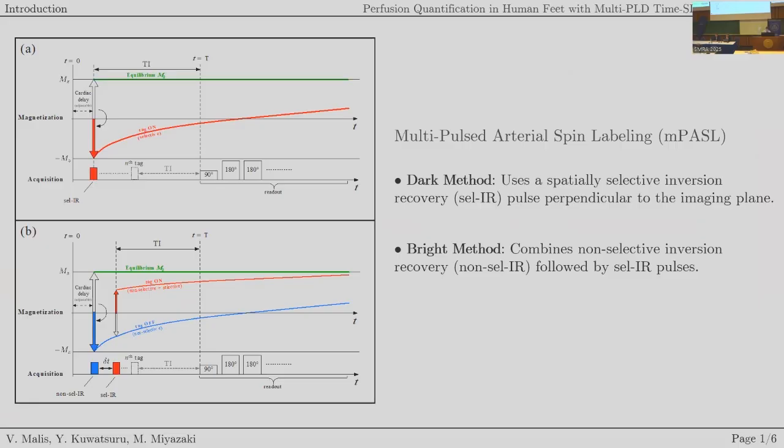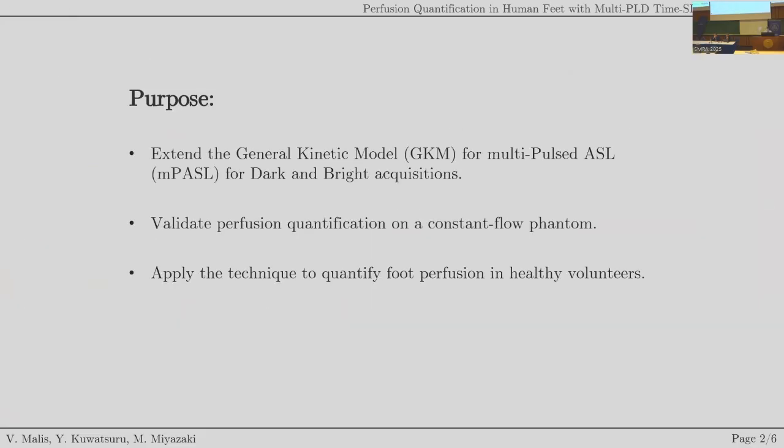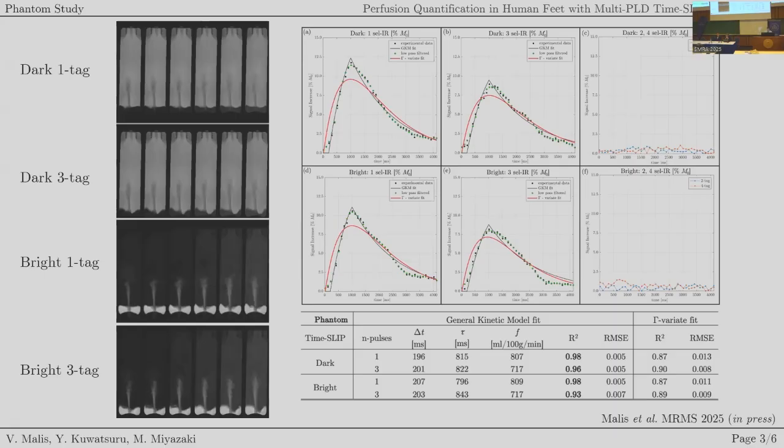Multi-pulse TSL can be acquired in two methods. The dark method just uses the spatially selective inversion recovery pulses, and the bright method combines non-selective inversion recovery followed by a set of selective inversion recovery pulses, and allows more explicit visualization of the perfusion signal. The purpose of the study was to extend the general kinetic model for multi-pulse TSL for both the dark and bright acquisitions, validate perfusion quantification on a constant flow phantom, and apply the technique to quantify foot perfusion in healthy volunteers.